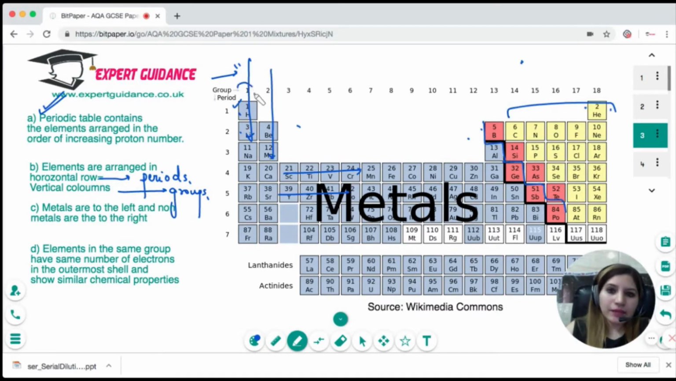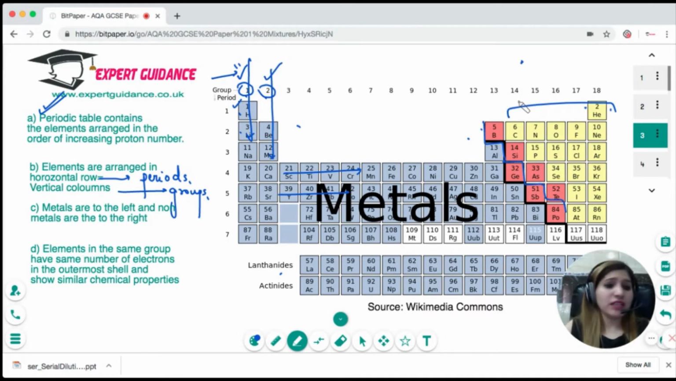Now, elements in the same group, like group 1 and group 2, all have similar chemical properties because they have the same number of electrons in the outermost shell. Group 1 will have 1 electron in its outermost shell. Group 2 will have 2 electrons in its outermost shell. Just by looking at the periodic table, there is a lot of information you can get, like lithium and sodium belong to the same group. They have 1 electron in their outermost shell. Magnesium and calcium will have 2 electrons in the outermost shell.